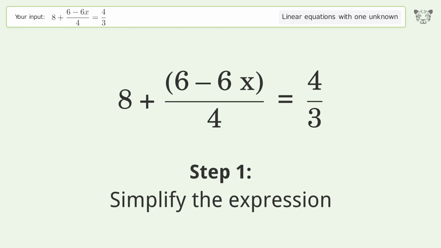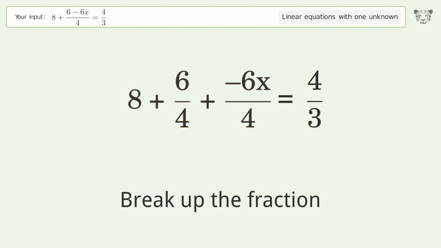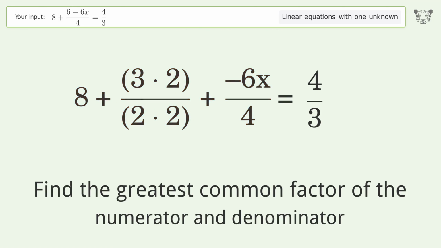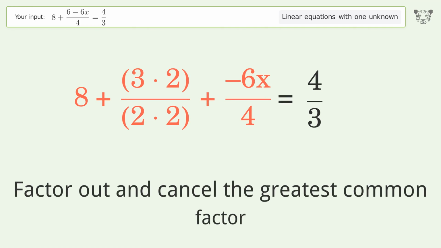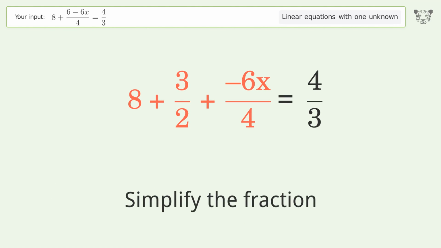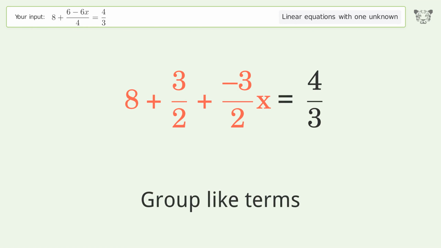Simplify the expression. Break up the fraction. Find the greatest common factor of the numerator and denominator. Factor out and cancel the greatest common factor. Simplify the fraction. Group like terms.